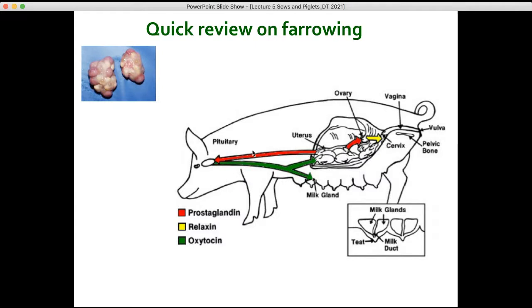The prostaglandin will also have an effect on the sow's pituitary gland and cause release of oxytocin. The oxytocin will go into the mammary glands and cause a contraction of the smooth muscle there, so you get a milk letdown. And the oxytocin will also have an effect on the smooth muscle in the uterus and cause contractions there, which will help to push the piglets out.